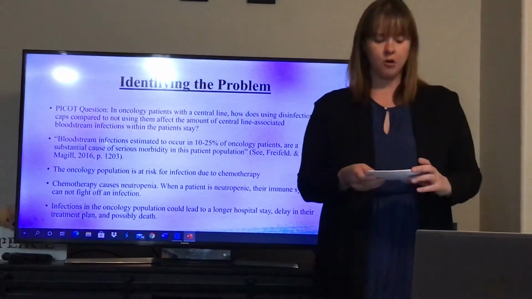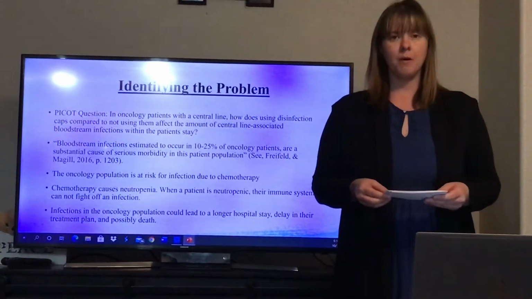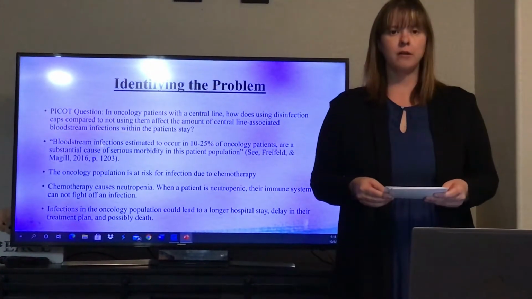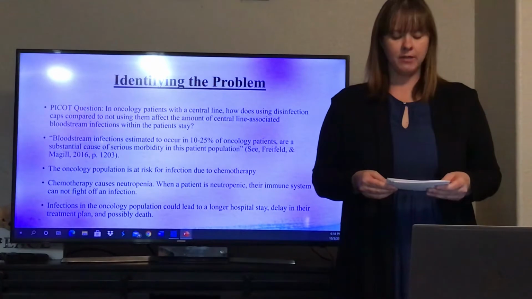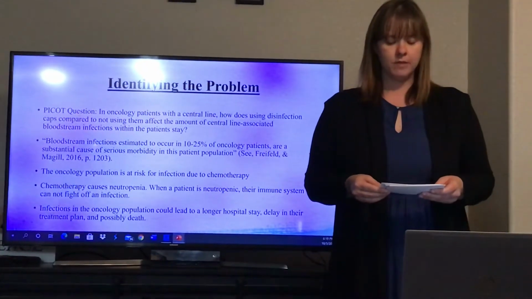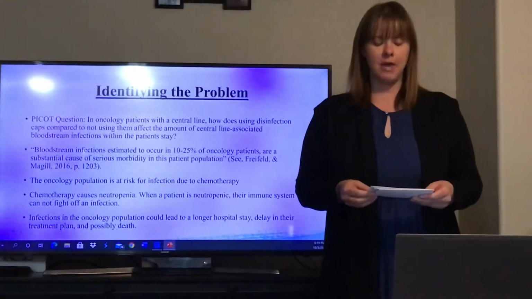First, I am going to start off by identifying the problem. My PICO question I came up with is, in oncology patients with a central line, how does the use of disinfectant caps compared to not using them affect the amount of central line associated bloodstream infections within the patient's stay?